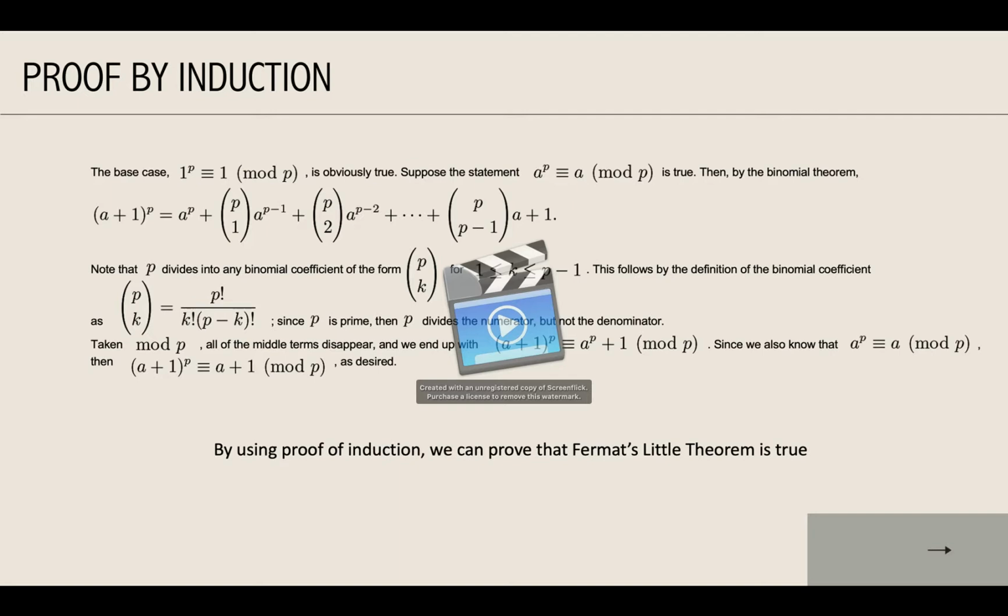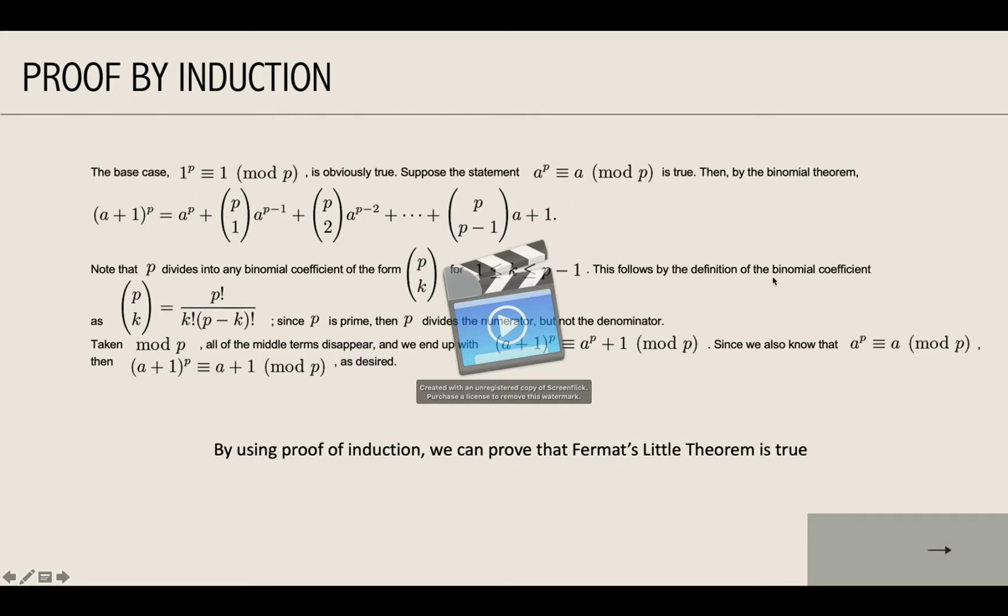Then suppose that the statement A to the P is equivalent to A mod P is true. Then by the binomial theorem, A plus 1 to the P equals A to the P plus P choose 1 times A to the P minus 1, plus P choose 2 times A to the P minus 2, and so on until P choose P minus 1 times A, plus 1. Note that P divides any binomial coefficient of the form P choose k for k between 1 and P minus 1.